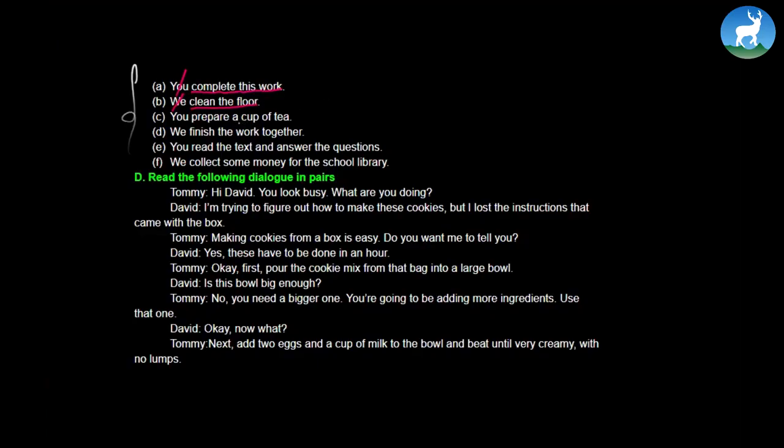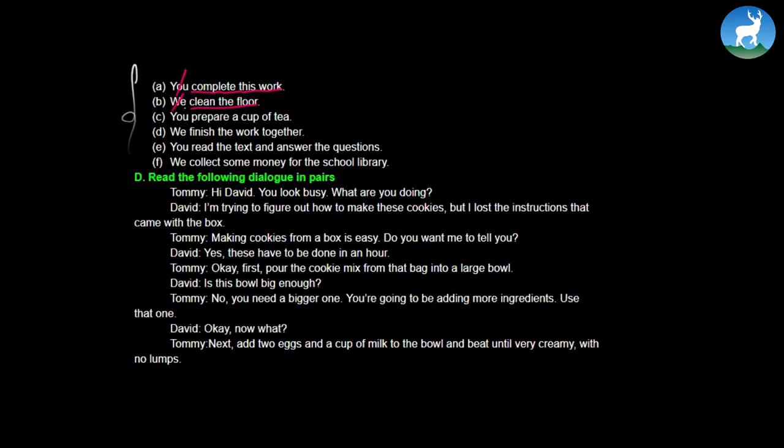The subject is what the sentence is talking about. Who is preparing a cup of tea here? Who is cleaning the floor here? Who is supposed to complete the work here? It's you. Remember, the sentence is all structured on you. The words here all rely on you. That's why this becomes the subject, what the sentence is talking about.